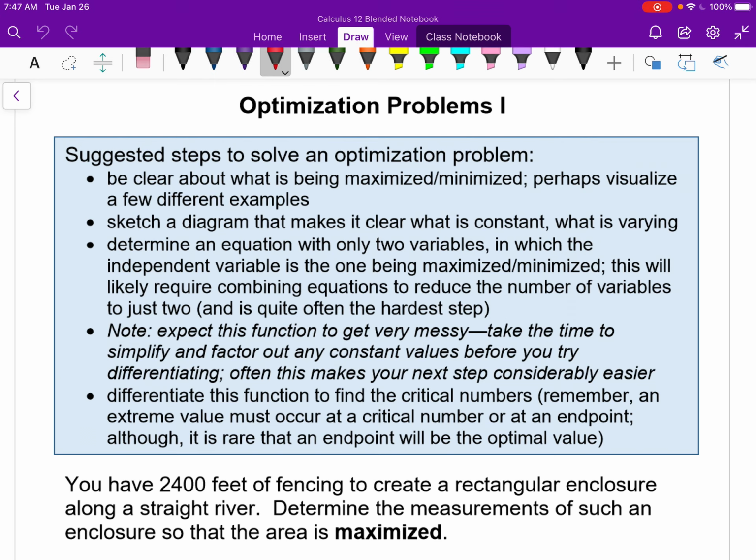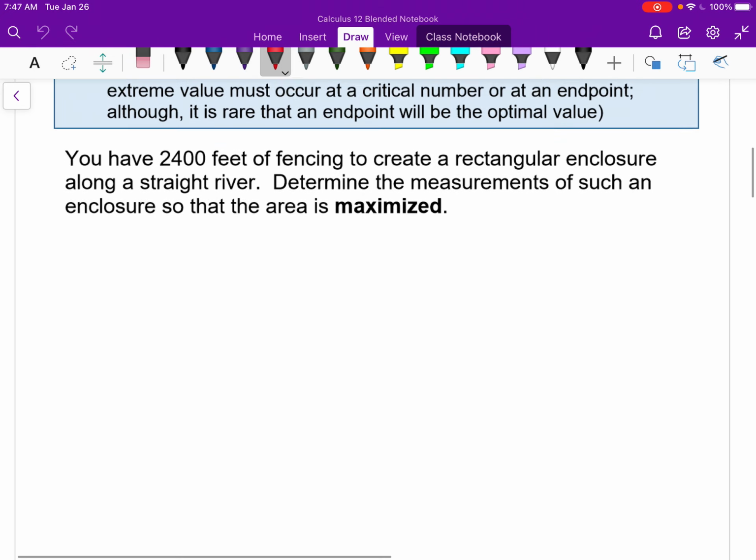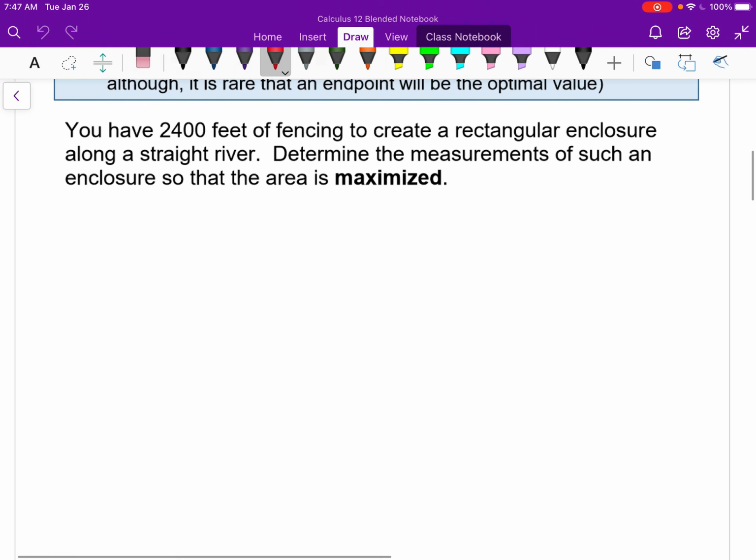And so I'm going to have three problems here, and we'll look at some more for the other part of this lesson. So here's an example of an optimization problem. You have 2,400 feet of fencing, and you want to create a rectangular enclosure along a straight river. And so let me have a quick little diagram. This is kind of a standard type of question.